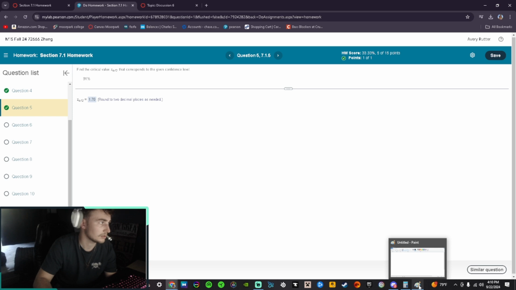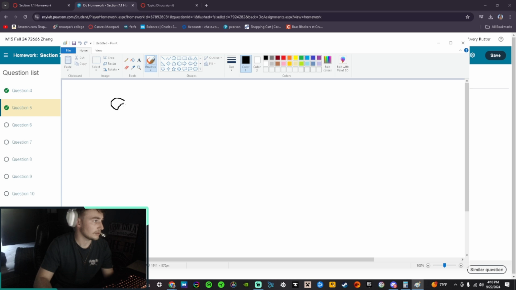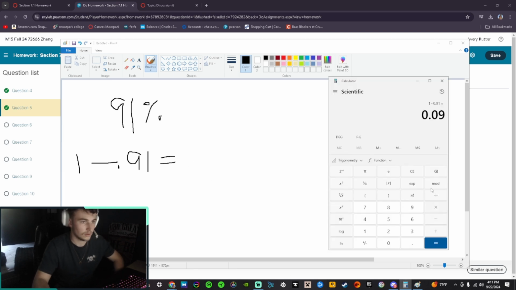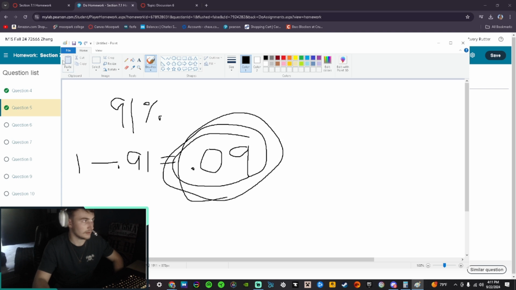So let me pull this up. We're working with a 91% confidence level here. So we'll write 91% and convert that to 0.91. So that's going to be your decimal. You'll set it up as 1 subtracted by 0.91. So 1 minus 0.91, it's going to give you 0.09 here. So that's the first step. For the alpha sign, that's what your answer is going to be if you ever need to just select that.